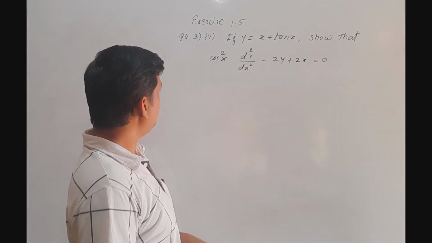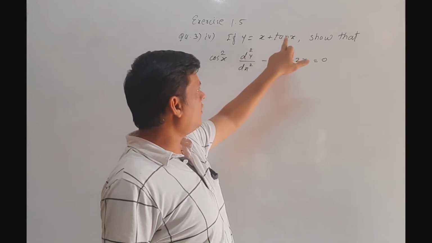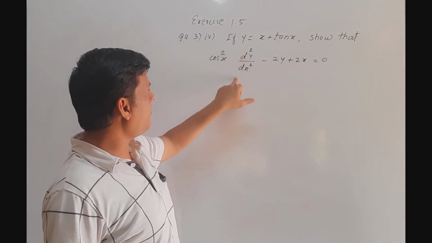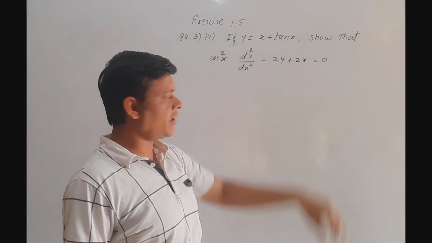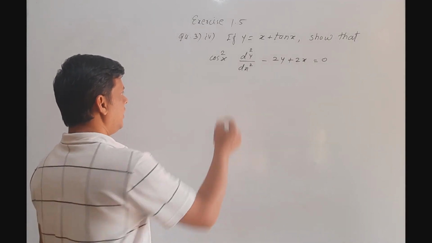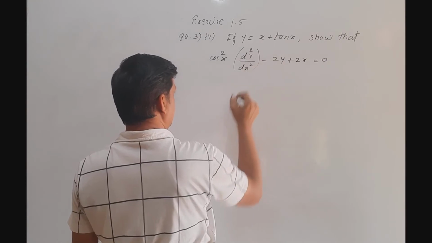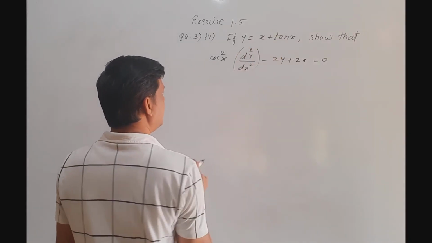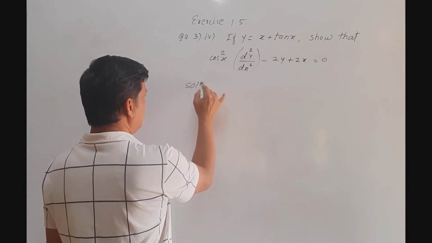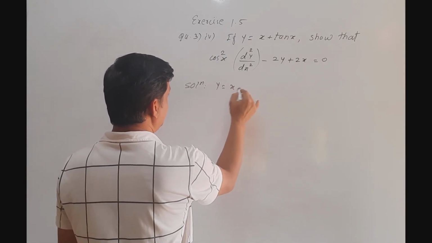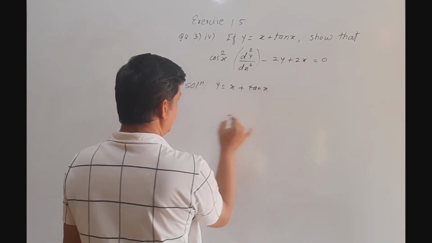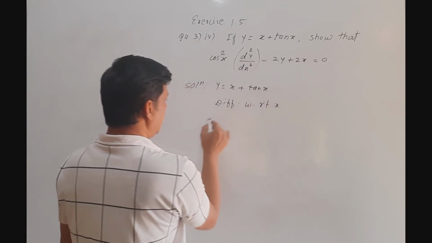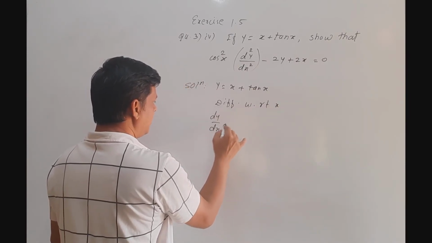Now see sub question 4. If y equals x plus tan x, show that cos square x d2y by dx2 minus 2y plus 2x equals 0. So here we observe d2y by dx2 we have to find. So we differentiate this function with respect to x first. So write in solution y is equal to x plus tan x. So differentiate with respect to x. Derivative of y with respect to x we write dy by dx.